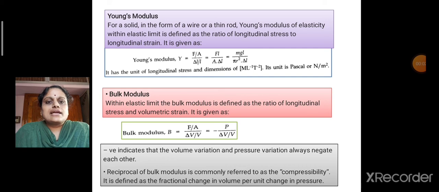The negative sign in the bulk modulus indicates that the volume variation and pressure variation always negate each other. The reciprocal of bulk modulus is commonly referred to as the compressibility. It is defined as the fractional change in volume per unit change in pressure.